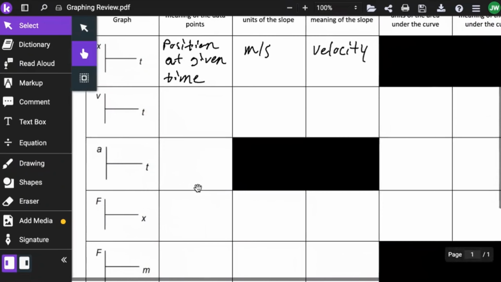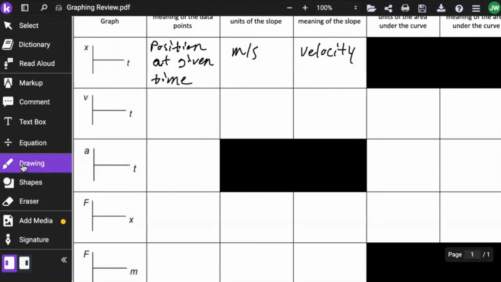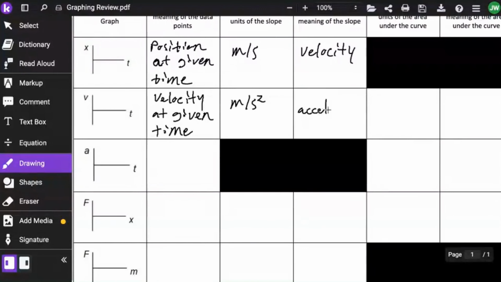by the change in the horizontal axis position, which would be meters per second. The meaning of the slope for the first one is velocity. The second graph is velocity versus time. With a velocity graph, we have velocity at a given time point as the meaning of the data points. The units of the slope, we know that the slope would give us acceleration, so that should be meters per second squared. We can also think of it as velocity is meters per second, time is in seconds. When we divide those, we get meters per second squared. Meaning of the slope, just mentioned that a second ago, that is acceleration.